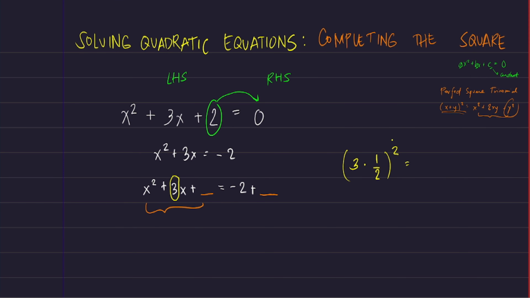So, 3 times 1/2 is equal to 3 halves, raised to 2 pala, so squared. So, 3 squared is equal to 9, and 2 squared is equal to 4. So, the value na i-add mo sa both sides of the equation ay 9/4. Okay. So, we have x squared plus 3x plus 9/4 is equal to negative 2 plus 9/4.